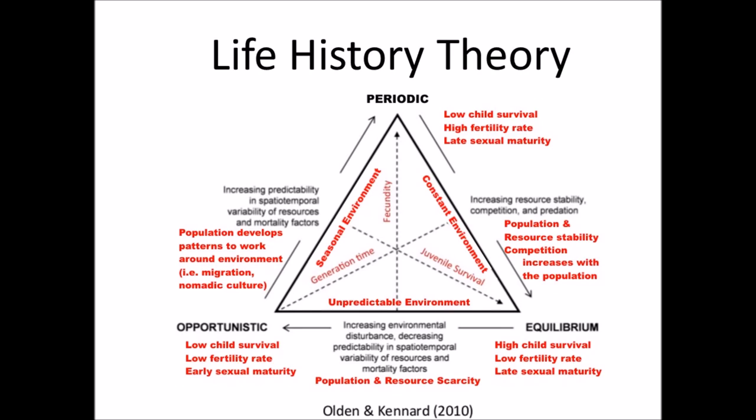An opportunistic phase happens because the environment becomes very unpredictable. There are drastic swings in both resource and mortality factors, meaning that there's population and resource scarcity. And when that happens, the population becomes opportunistic. And the defining characteristics of an opportunistic society are low child survival, low fertility, and early sexual maturity.